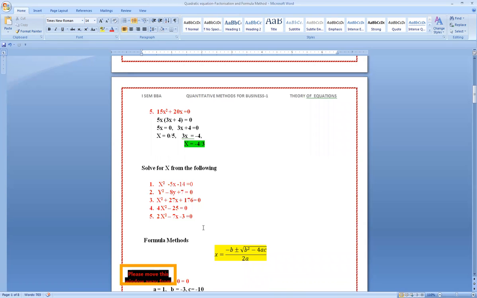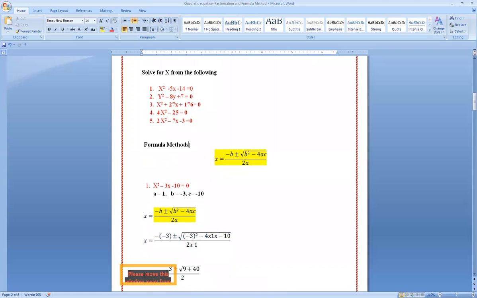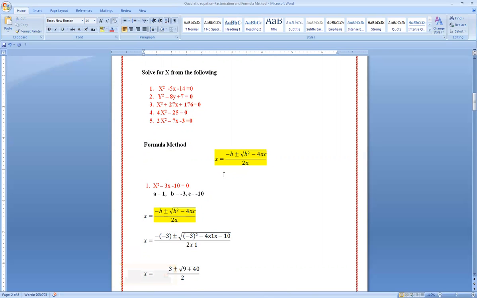Here are some questions that you people need to calculate. And let us go for the second method, that is the formula method. So how to calculate with the help of the formula? According to the formula method, for the quadratic equation, x equals minus b plus or minus root b square minus 4ac, divided by 2a.